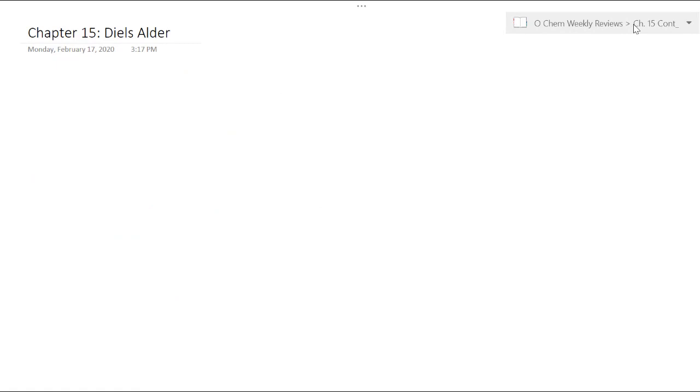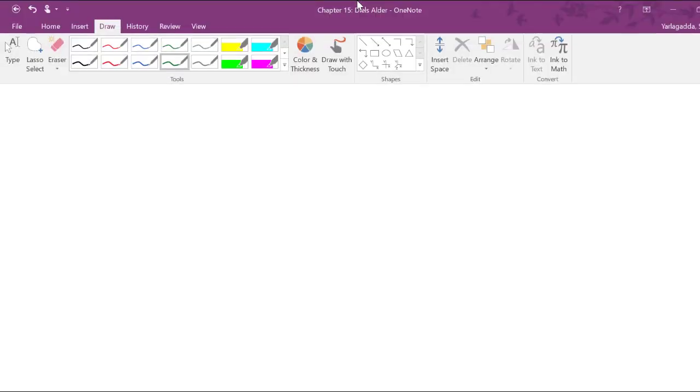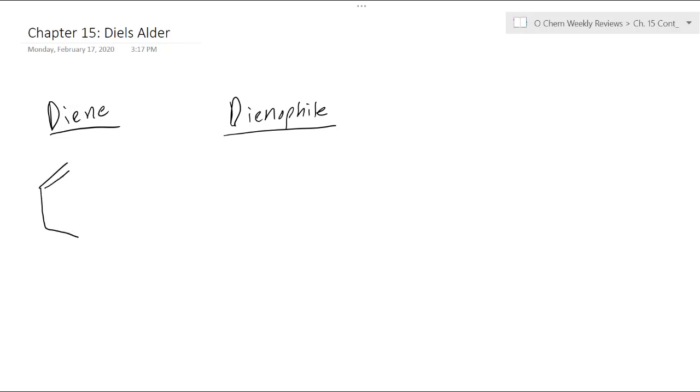Alright, so Diels-Alder. So Diels-Alder, it's kind of like a puzzle piece. We have two puzzle pieces together, and you're trying to put together a whole. So we have our diene, and we have our dienophile. Okay? Our diene looks like this, and our dienophile looks like that. Okay? And both of these combined will give us our product.